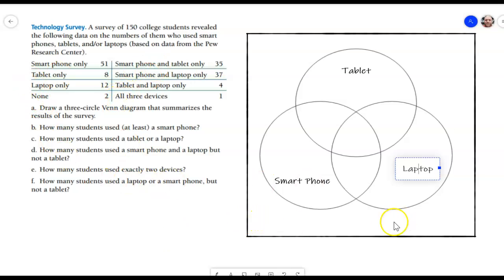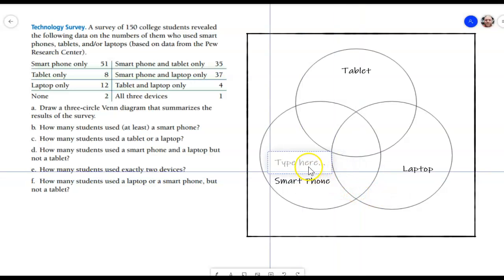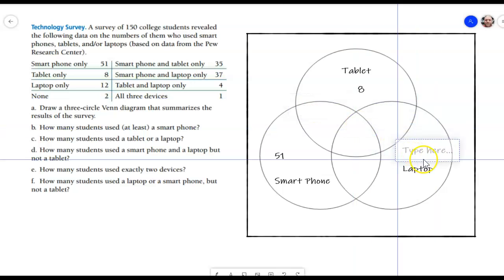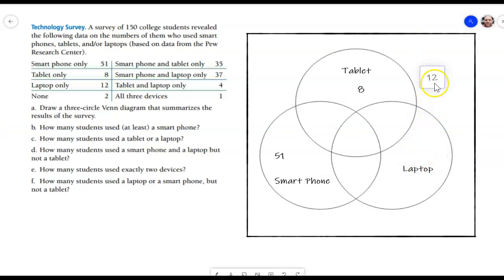So smartphone only is 51. That means we're only using a smartphone, so I'm going to stick a 51 in there. Then it says tablet only, so there I'm going to put an 8. Students that only use a tablet is going to be an 8, and then laptop only, somewhere in there I'm going to put 12.